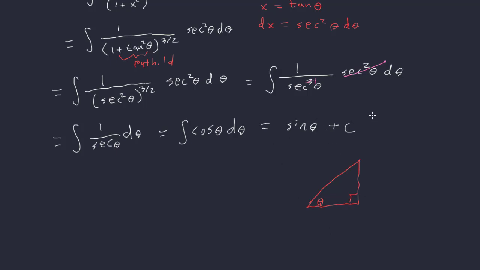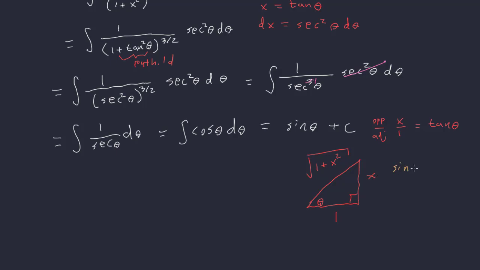And here, all we have to do now is make our reference triangle. Our reference triangle, we're going to use that x is tangent theta, and I'm going to say it's x over 1, because that's our a. So tangent is the side opposite over the side adjacent. So the side opposite will be x, the side adjacent will be 1, and the hypotenuse is going to be the square root of 1 plus x squared, as it has been.